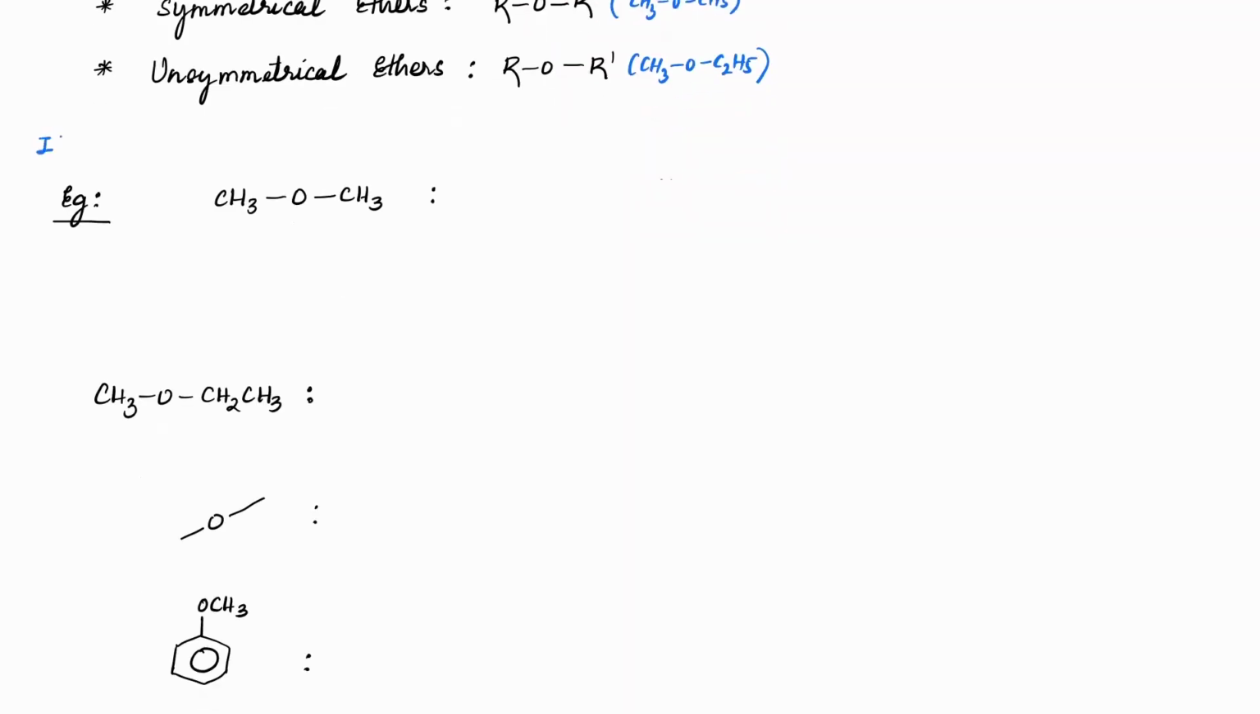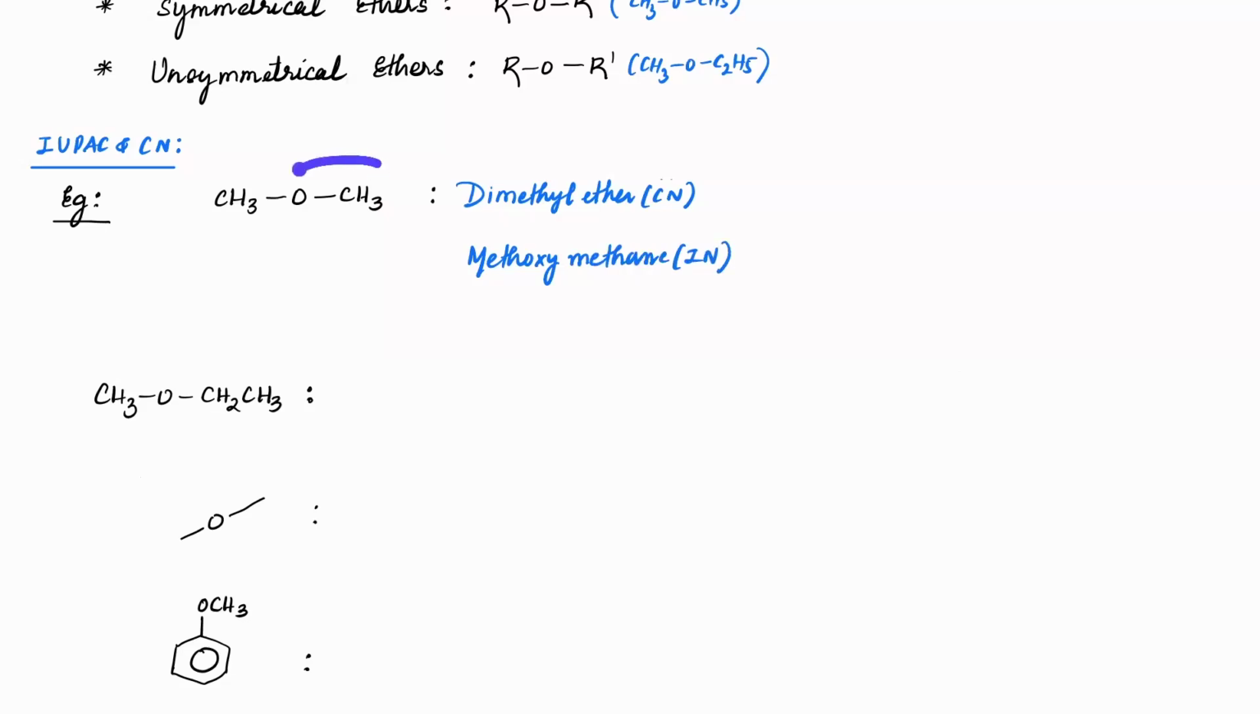Next, if you see the IUPAC and common names for various ethers, how would they go? If you have CH3O CH3, it is generally called dimethyl ether. That's the common name. And methoxymethane is the IUPAC name. So you always read alkoxy as a substituent, this as a branch, and then the remaining part will be your root chain, which is the main chain.